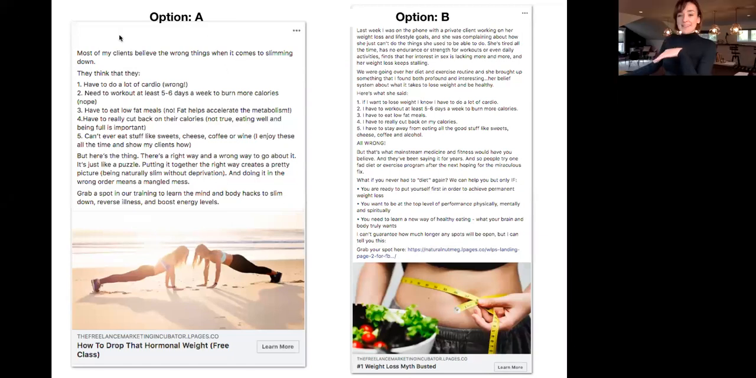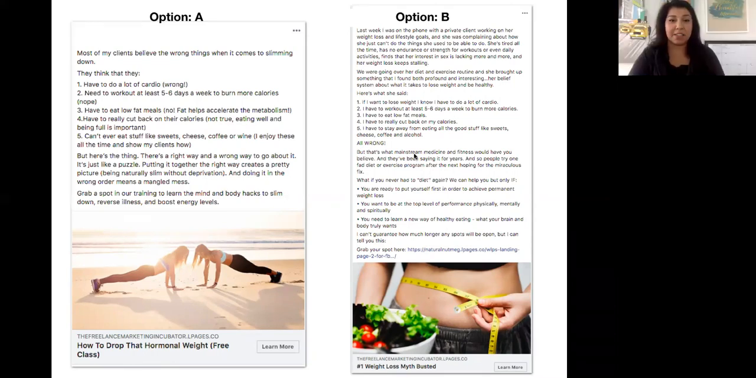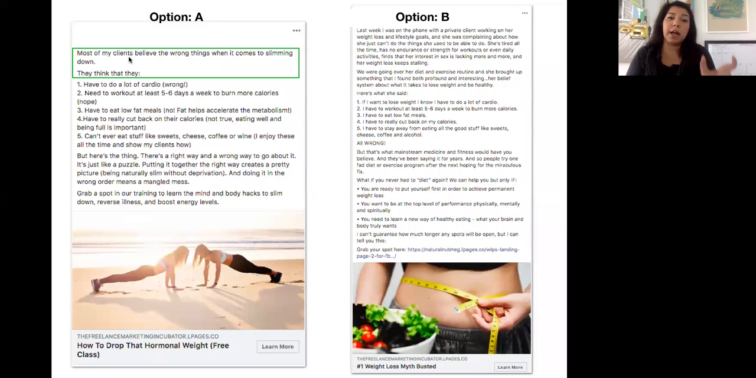Okay, so everybody's saying A except like 2 people. Awesome. Okay, so A was the one that was approved. B was the one that was disapproved. So again, it falls back to this idea of most of my clients believe the wrong things when it comes to slimming down. So we're talking generally about someone else.